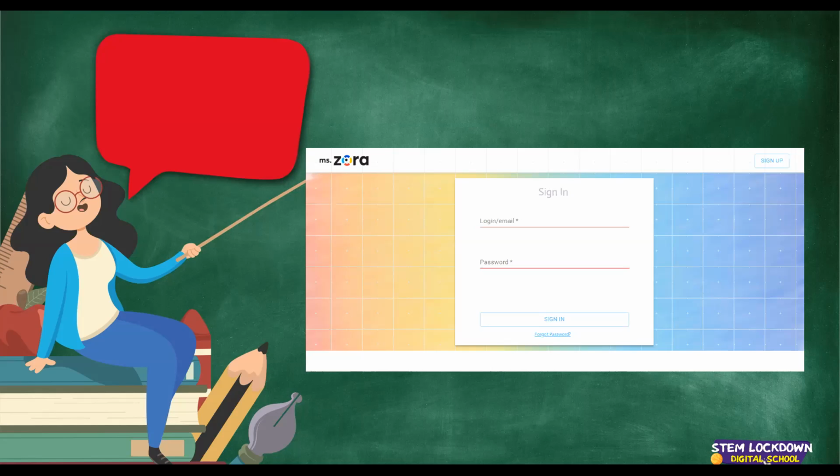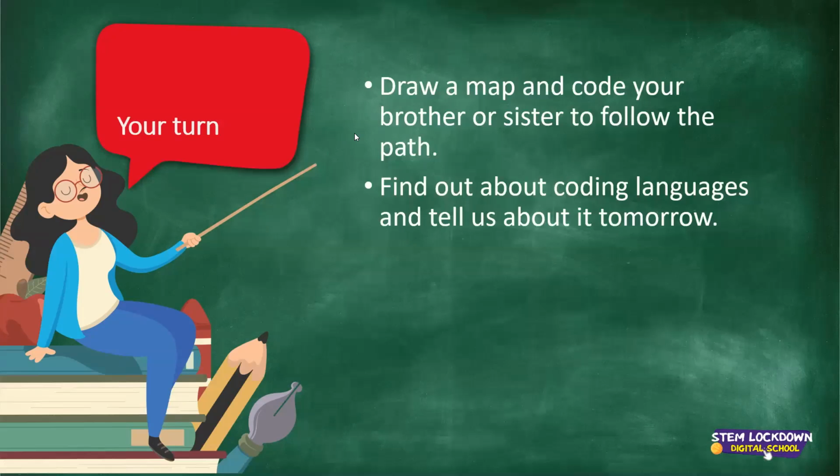So let me go back to my PowerPoint. All right. So the first thing that we need to do is we need to have a plan. So your homework for now is draw a map and code your brother or sister to follow the path. Okay? So you can decide if you want your brother or sister or yourself to just walk around in your house, or if you want them to do a certain activity.